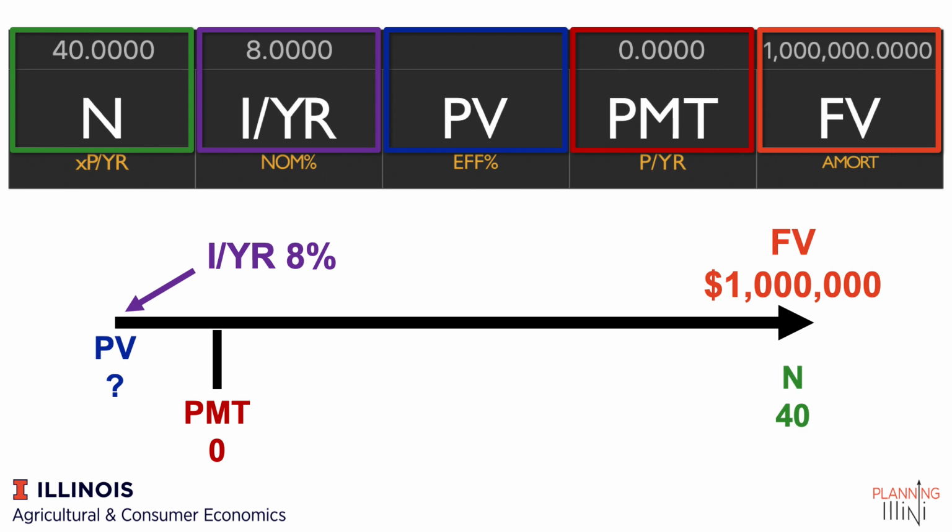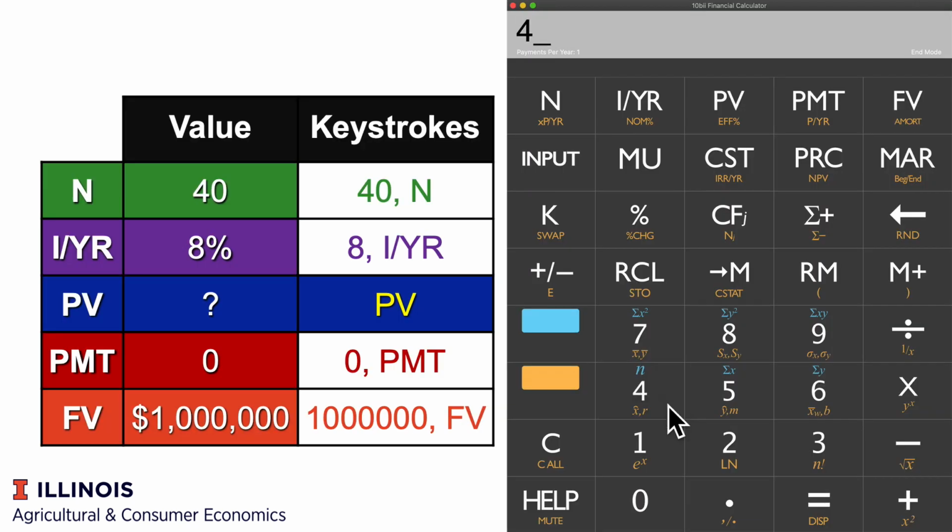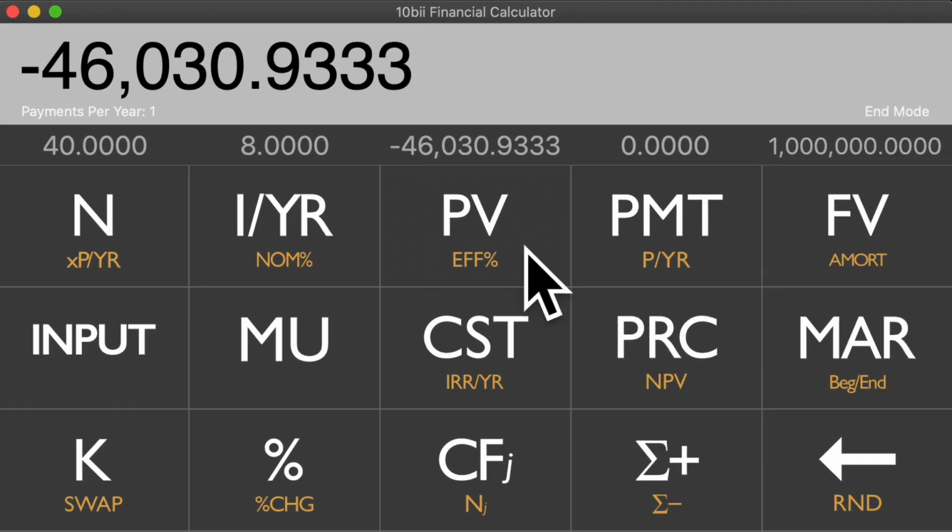On the calculator, we'd start by saying 40 in for 40 periods. 8 would be the interest rate. There are 0 payments. In other words, we're not adding or subtracting right now. And we would put 1 million positive for future value because in 40 years, the client would have the $1 million to spend. Now we solve for present value and we look and say, oh, if the client deposits $46,030.93 today, that would grow to $1 million in 40 years.